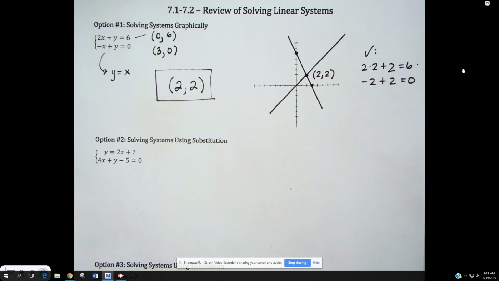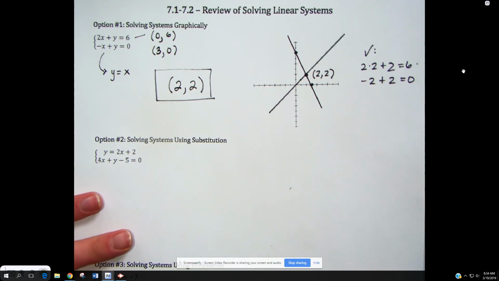So it's always a good idea to check your answer when you're talking about graphical solutions, because it's very easy to maybe not read your graph correctly or be off by a little bit. So that is solving graphically. Can you graph the functions that are given and then determine their point of intersection?